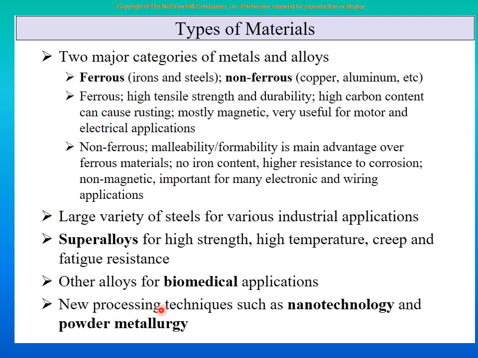Then there are new processing technologies. When we say processing, we are talking of manufacturing. Normally you have machining and casting and so on. But if you use technologies such as nanotechnology and powder metallurgy, then they are new manufacturing techniques for metals and alloys, right? So then they will be called nanomaterials and powder metals. So they are not new materials. It is just that they are being made by new manufacturing technologies. So these are metals and alloys.